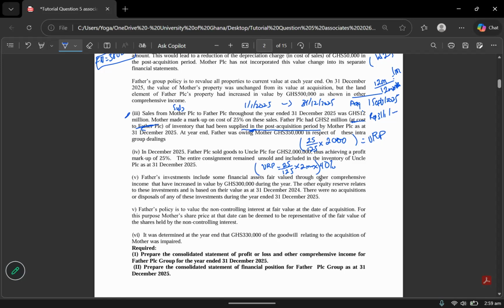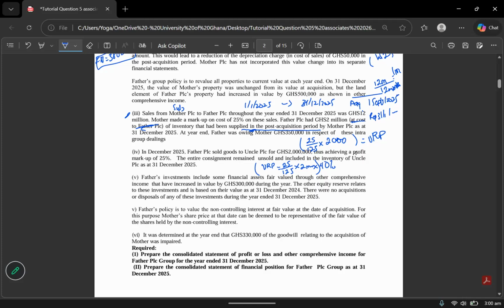The other equity reserve relates to this investment and is based on their fair value as at 31st December 2024. So they've given you the value as at 2024 at the beginning, and then from that time to the reporting date, there has been a revaluation which caused the value to increase by 300,000 during the year. We will do that. And then there were no acquisitions or disposals of any of these investments during the year ended 31st December 2025.